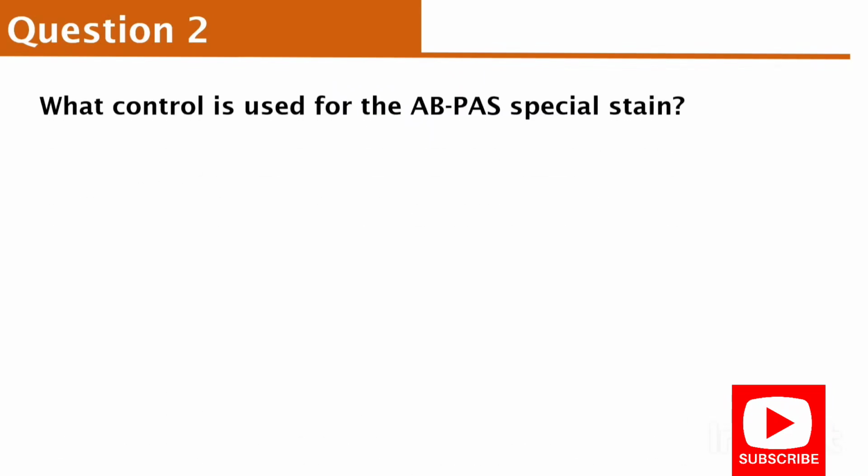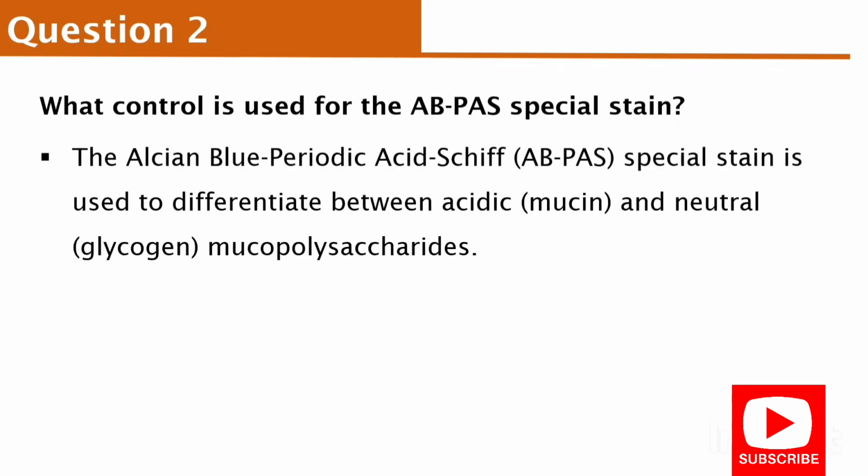Now, the next question we're going to look at is: what control is used for the ABPAS special stain? So the question now is, what exactly is AB and what is PAS? These are two different types of stain, by the way. The AB means something, and PAS means something else. Does that make sense? When we talk about AB, you are looking at Alcian blue. When you look at the PAS, you are looking at periodic acid-Schiff, okay? So that's why we call it ABPAS, okay?